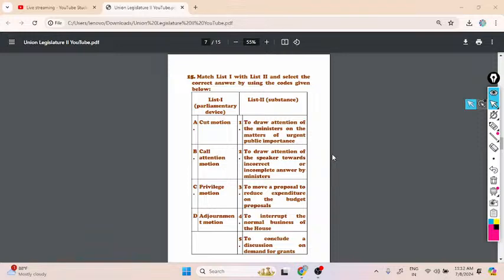List 1 is parliamentary devices or parliamentary methodologies, and the object of those motions, substance. Cut motion, call attention motion, privilege motion, adjournment motion. Remember, they are known as devices of parliamentary control over the executive.